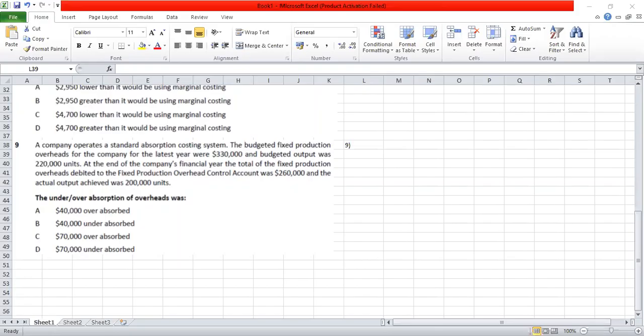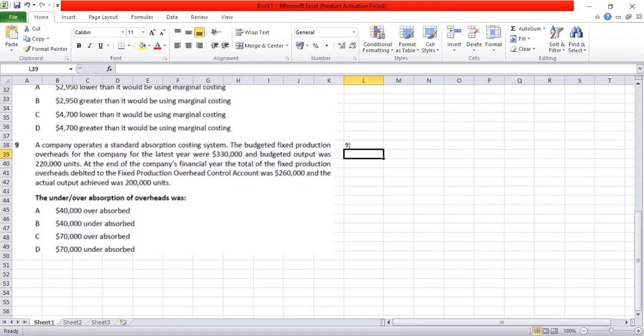First, what we need to understand is when does that situation arise about under absorbed or over absorbed? When it is compared with the actual overhead. What are the actual overheads? The actual overhead amount, how much do we see that?